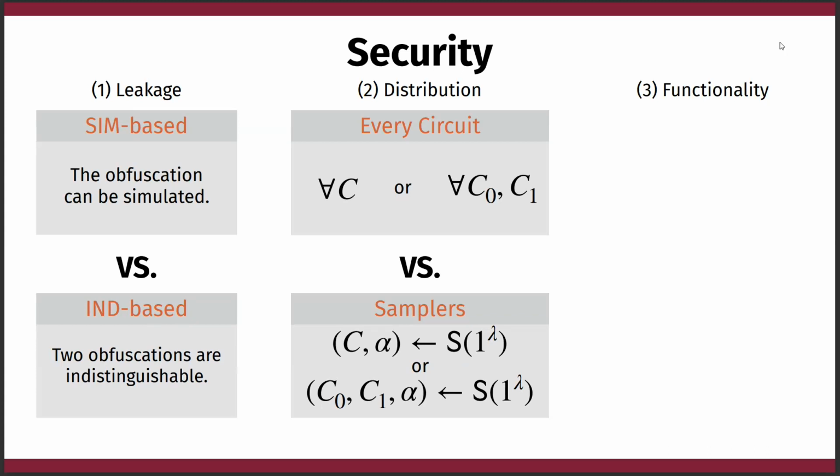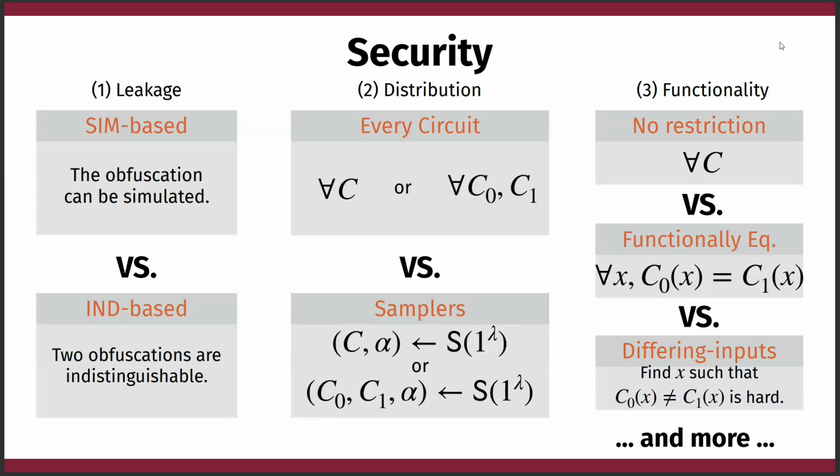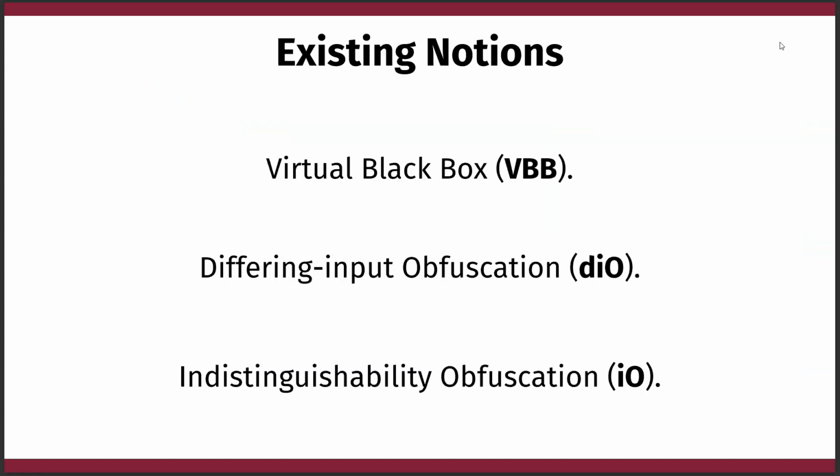And lastly, also about the functionality, because the security may hold only if the circuit computes a particular type of function. So maybe you don't have any restriction and you can obfuscate any circuit, but in some cases, especially with indistinguishability-based definitions, the security holds only if you compare similar circuits in some sense. So we're going to see now the existing notions, and I'm going to assume that there are samplers everywhere just for simplicity. So these are the most famous notions.